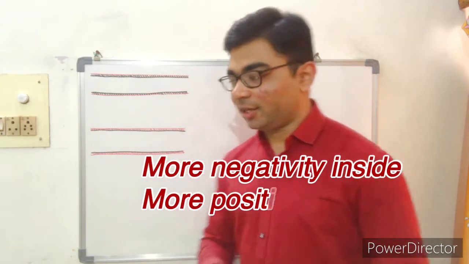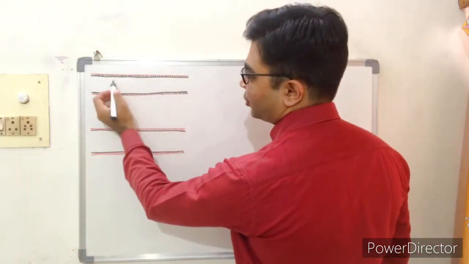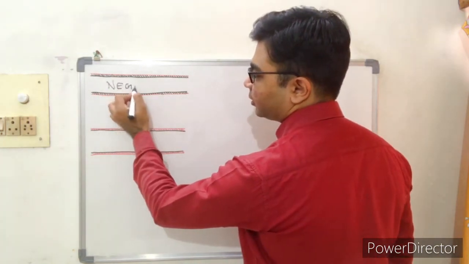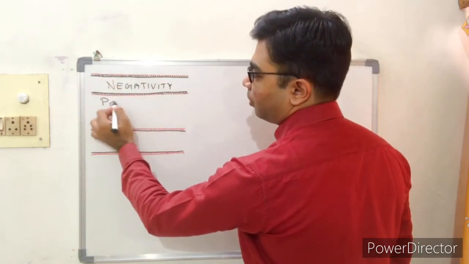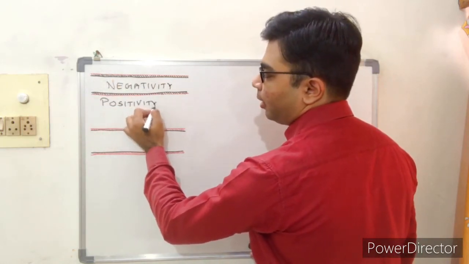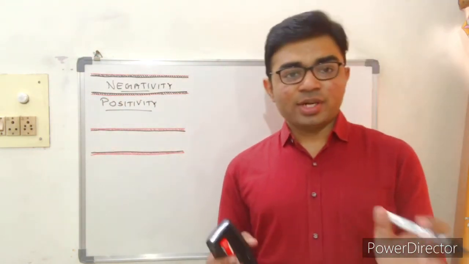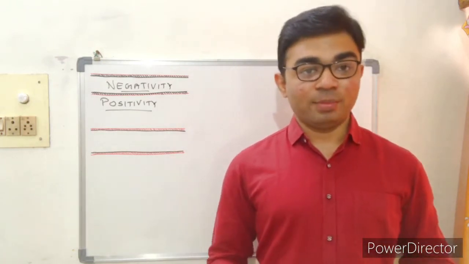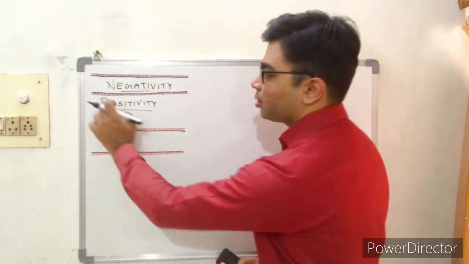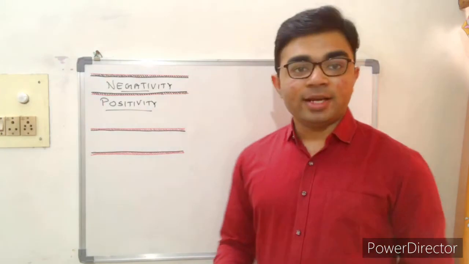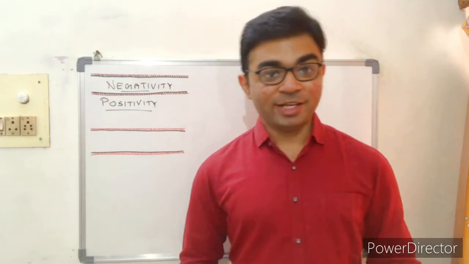Let me show you in this diagram that, let's suppose this is a muscle fiber and in which there is more negativity inside the muscle fiber and more positivity outside the muscle fiber. So the more negativity inside, more positivity outside, this is known as the polarized state of the muscle. This is a potential difference across this particular cell membrane, that is the resting membrane potential, and this remains constant until a stimulus is applied to it.